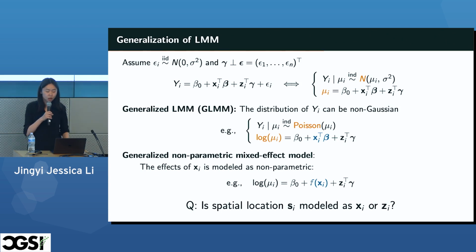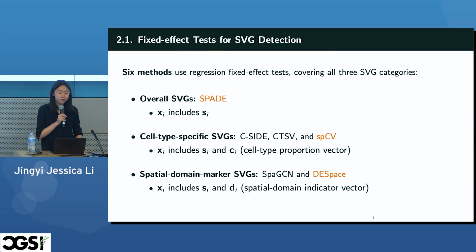So then the question is, for all those regression-based methods, they differ in their answers to this question. Should the spatial location Si be modeled as Xi, the fixed effect covariate, or Zi, the random effect covariate? That's the question. So I will first talk about the fixed effect test methods. There are 6 methods, and they are the only category that covers all 3 SVG definitions. There's 1 method that detects overall SVGs, 3 methods that detect cell type specific SVGs, and 2 methods that detect spatial domain marker SVGs.